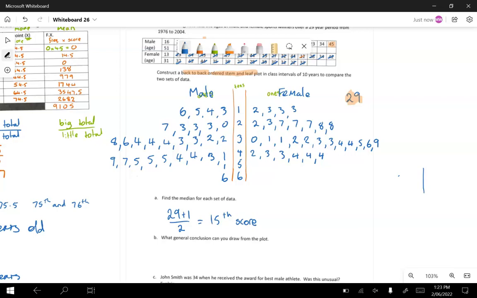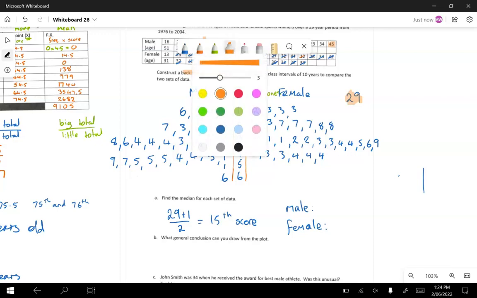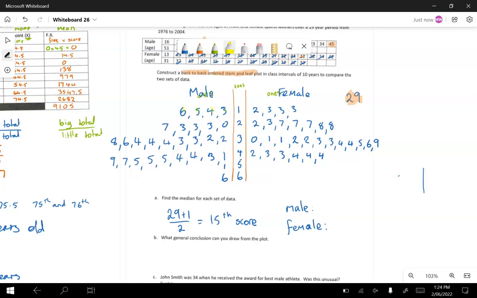And so remember, it's asking for each set of data. So I've got a male median and I've got a female median, and I'm going to have to count for them, okay? So you are literally going up to your data here and you're counting for the 15th one. So you're going 1, 2, 3, 4, 5, 6, 7, 8, 9, 10, 11, 12, 13, 14, 15. And you are remembering that the answer is not 4, it is 34, okay? Don't forget that you've got 10 sitting there. So the male age is 34 of central tendency.